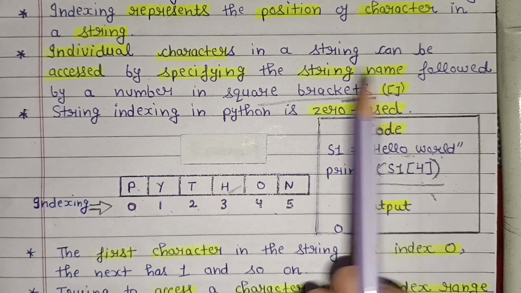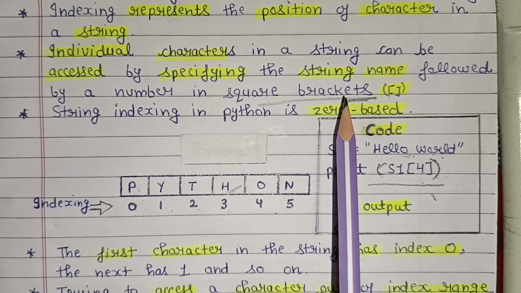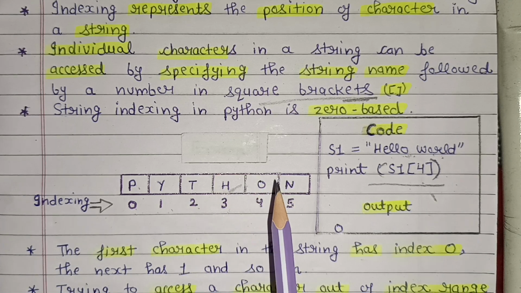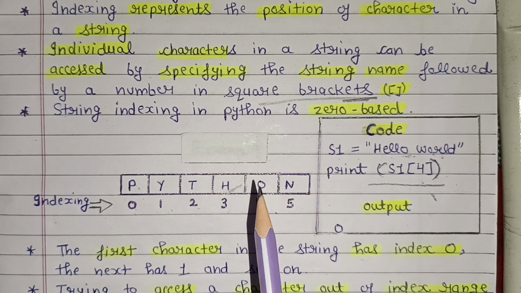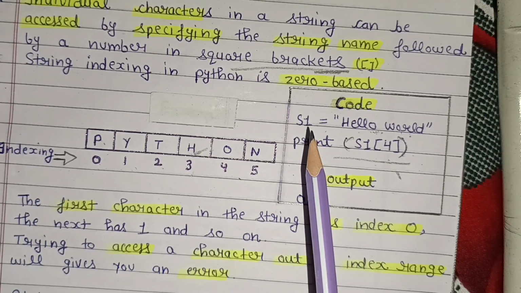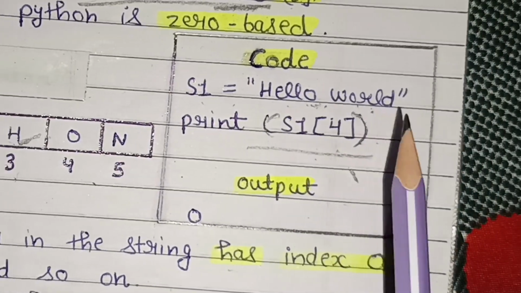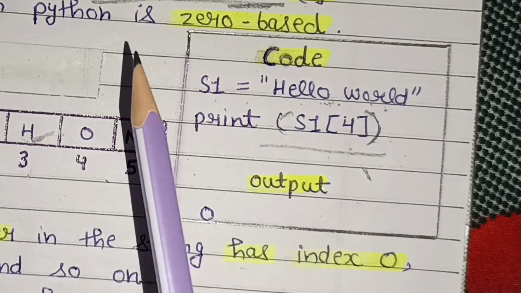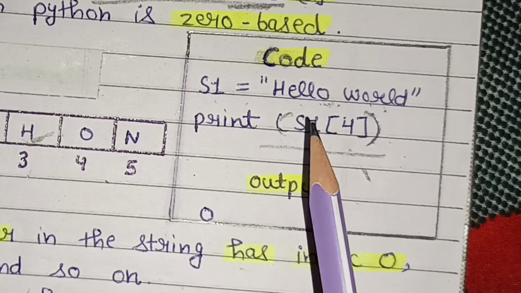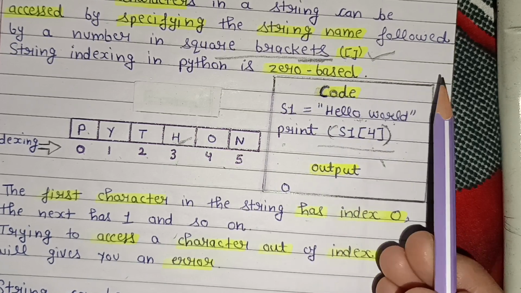Individual characters in a string can be accessed by specifying the string name followed by a number in square brackets. Like I have this string, Python. Now if I want to access only the O character, then I need to use square brackets. Okay, let's see with an example. Here I have taken s1 as a variable and assigned a string to it, like hello world. Now I want to print an individual character in this string, so I have to use square brackets. First I have written round brackets, inside round brackets I have written print. Then I have used these square brackets because I want to print an individual character.